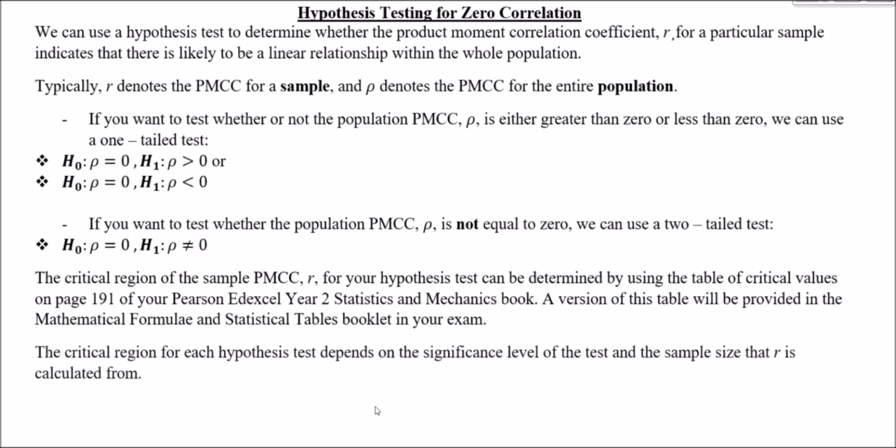The critical region for each hypothesis test depends on two things. It depends on the significance level of the test and also the sample size that R is calculated from.